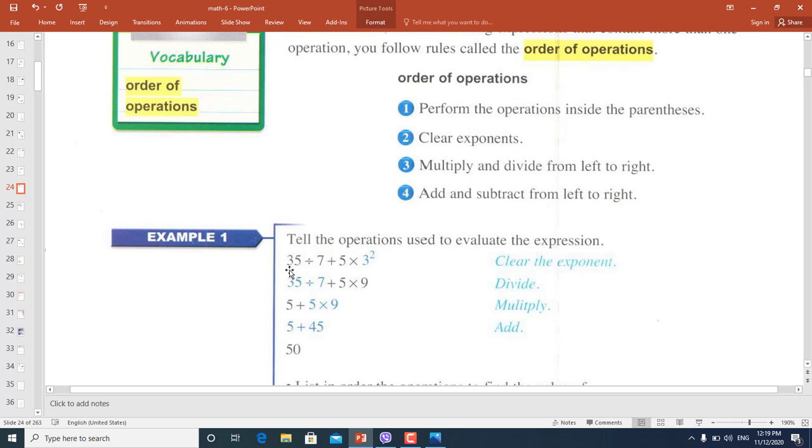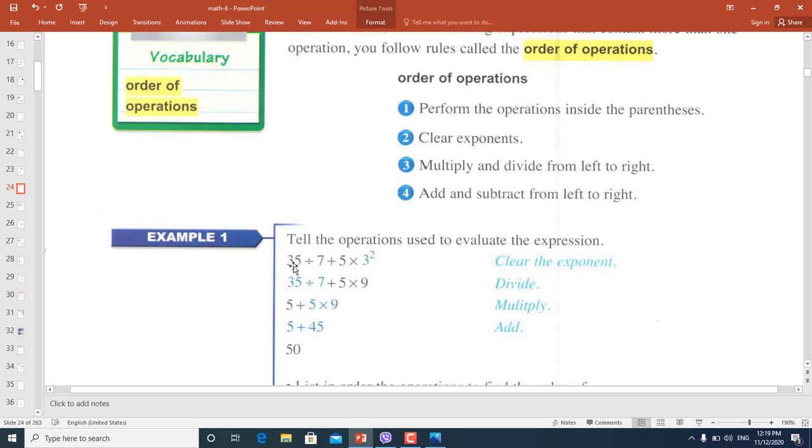In example 1, we have this expression. We will evaluate it by using these rules. First, perform the operation inside the parentheses. Here, we don't have parentheses. Let's go to the second step, clear exponents. Look at it. We have an exponent. We solve this exponent.